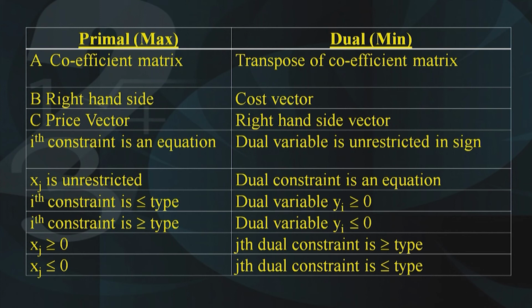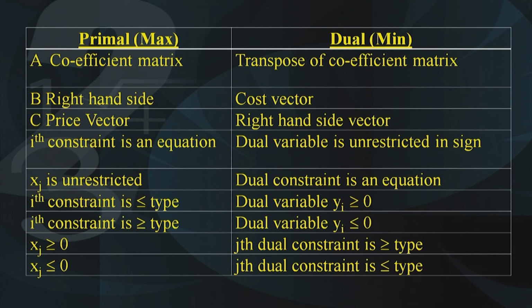So, therefore, what is the relationship? If the primal has a coefficient A, that is the Aij of the constraints, then the transpose of the coefficient matrix has to be taken for the dual. Similarly, B is the right hand side of the primal, then that becomes the cost vector of the dual, that is it becomes the coefficients of the objective function. Similarly, if C is the price vector or the cost vector, that is the coefficients of the objective function of the primal, then that becomes the right hand side vector of the dual, as we have seen.